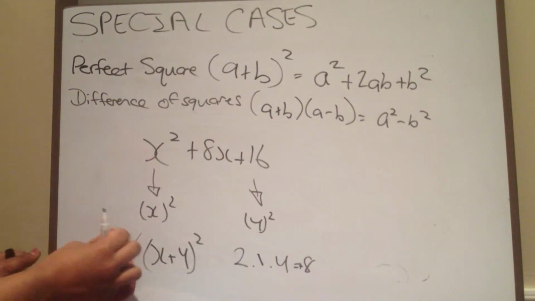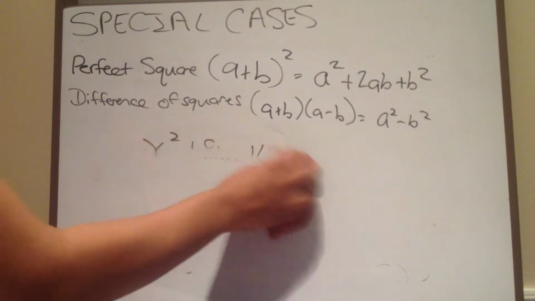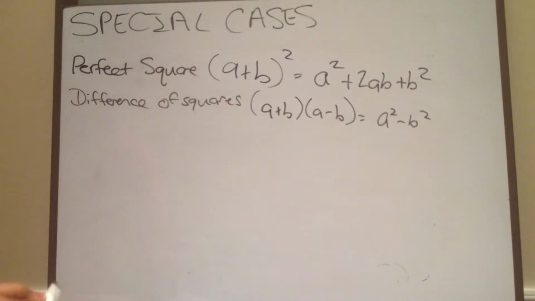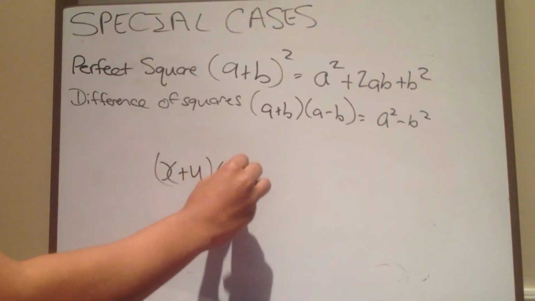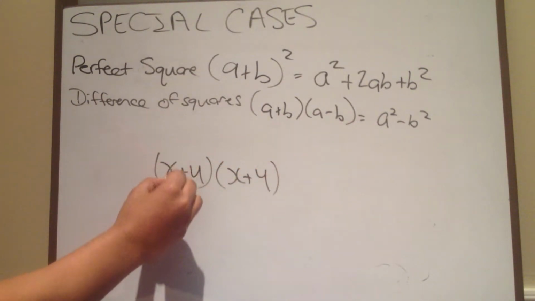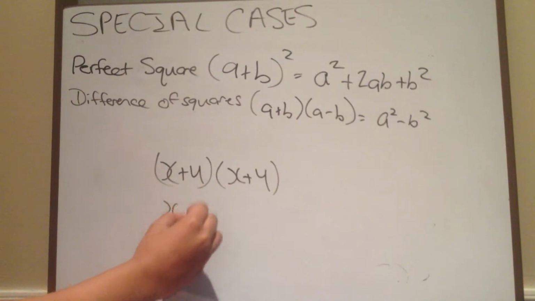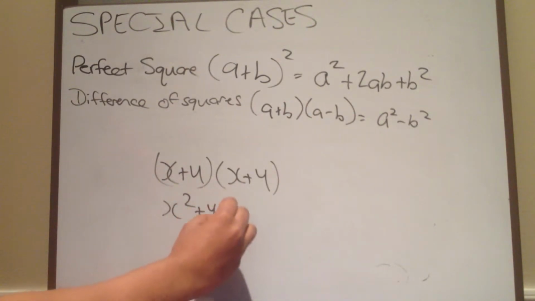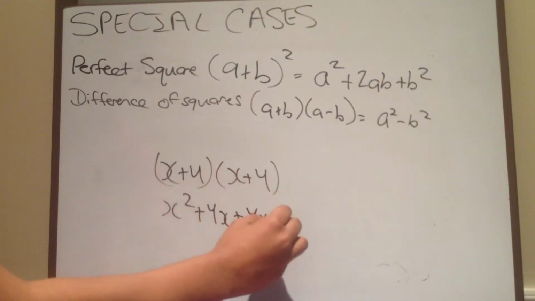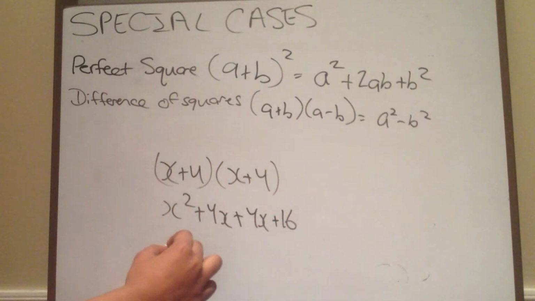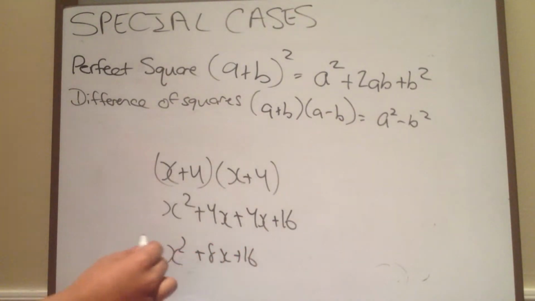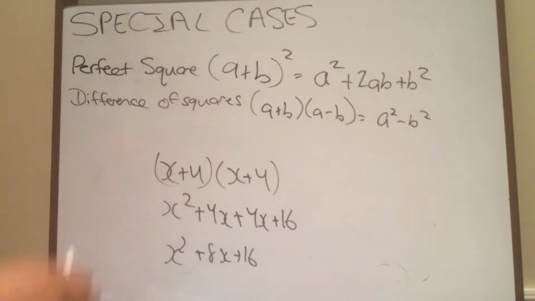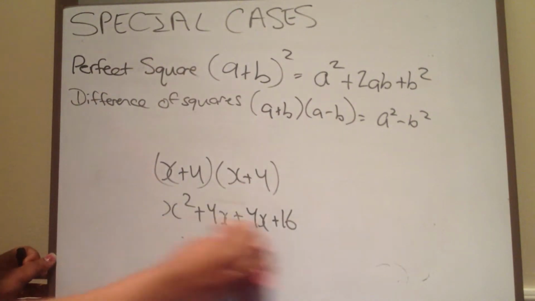And if you just wanted to check that, all you had to do was expand. So it would be (x plus 4)(x plus 4). x times x equals x squared, x times 4 is plus 4x, 4 times x is plus 4x, and 4 times 4 equals 16. When you collect like terms, x squared plus 8x plus 16, and that gives you your original equation, which we started off with.